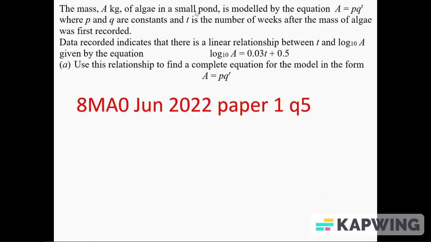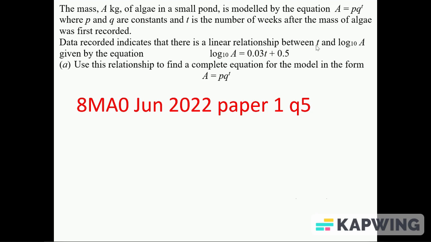So mass A, the algae in a small pond, is modelled by the equation A = PQ to the power of T. P and Q are the constants, so the numbers we're going to try and find. T is the number of weeks after the mass of the algae was first recorded. Data recorded indicates there's a linear relationship between T and log to the base 10 of A.